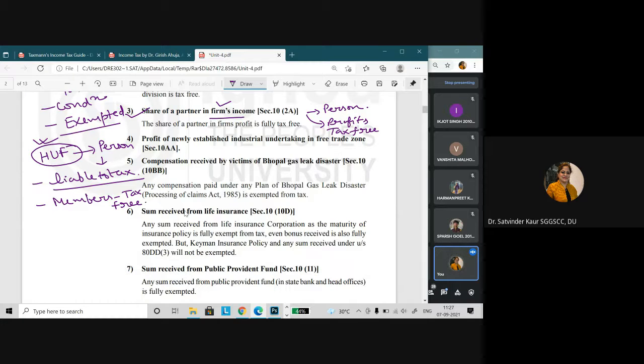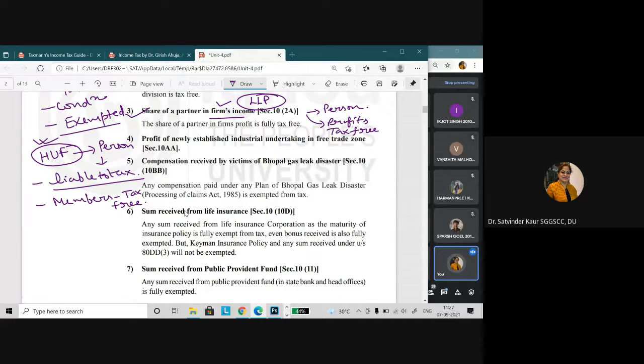So in this particular case, as we are aware, an LLP is also covered under the partners, the firms category. So in this case, the LLP also falls under the same rule.